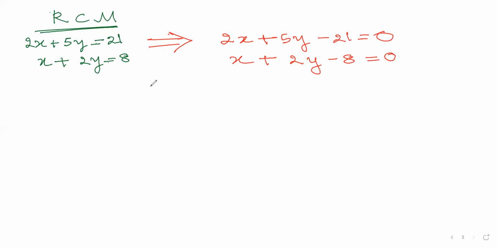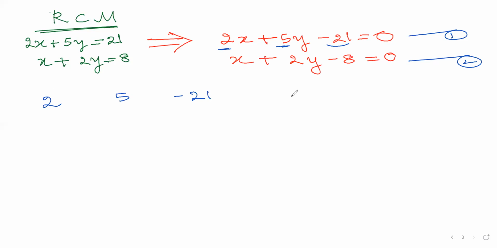Okay. So now what to do is, if it is in this form, I'm going to write the coefficients now. Coefficients of x, y, and the constant term. So from equation 1, if this is equation 1, I'm going to write 2, 5, and the constant term. That's 2, 5, constant term.